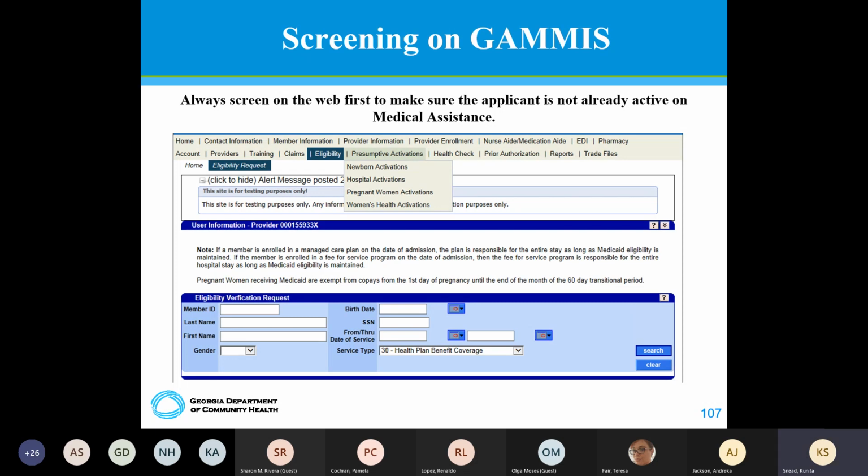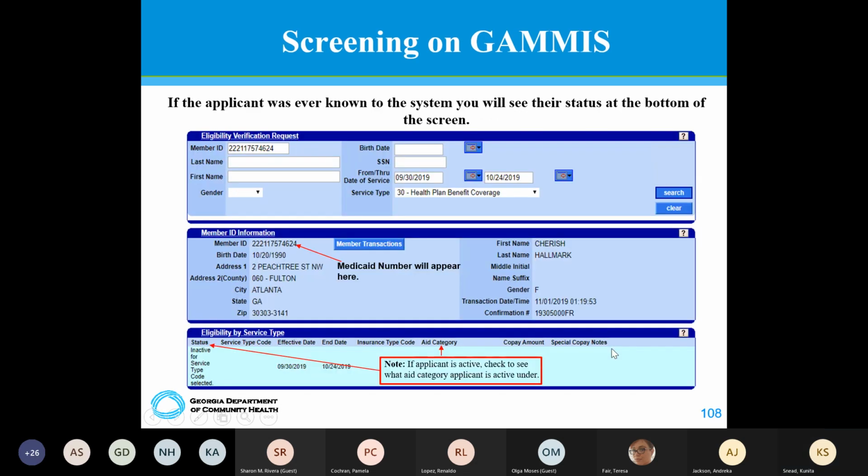Once you log into GAMIS, you're going to go to Eligibility and do an eligibility verification request. So what you're going to do is you're going to either put in their ID number if they already know it. You can search by their name and date of birth, and their social security number, and then you put a from and through date of service. Once you do that, you're going to click search.